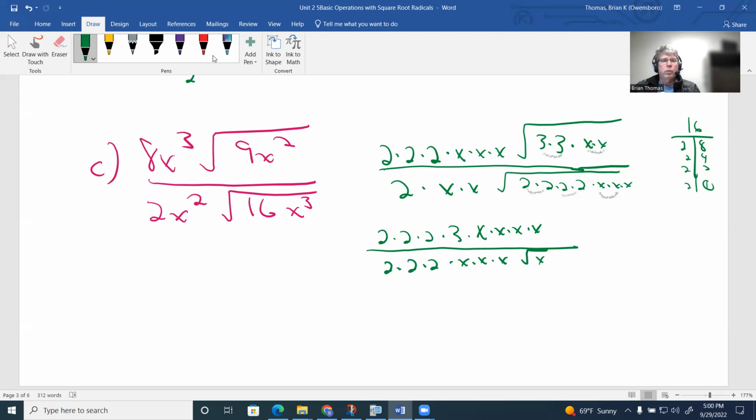So then we can just start whacking away and canceling things. If I'm canceling, this 2 divides this 2, this 2 divides that 2, this 3 stays put. This x divides this x, this x divides this x. So everything is dividing out except for a few things. What we're left with on the top is a 3x, and what's left on the bottom is the square root of x.